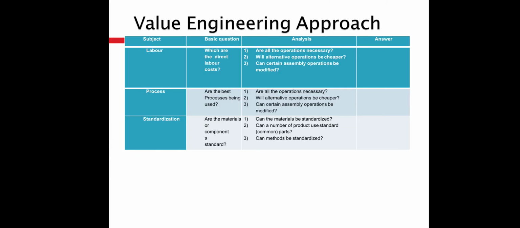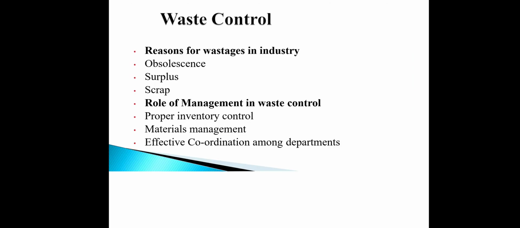Next is waste control, or unnecessary cost, which is included in a value engineering process. The reasons for wastage or unnecessary cost are surplus and scrap of the raw materials. The role of management in waste control is proper inventory control, material management and effective coordination among the departments. It can be implemented by using ABC analysis, EOQ analysis or an ERP system. By using the software, we can control the inventory.